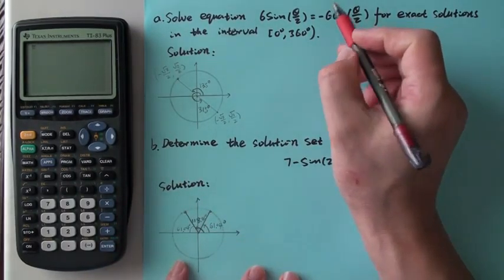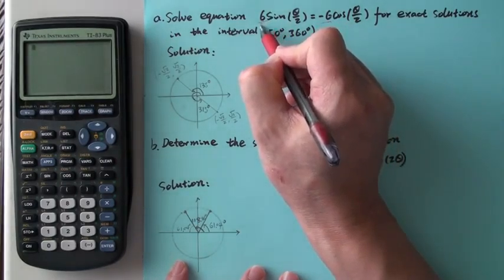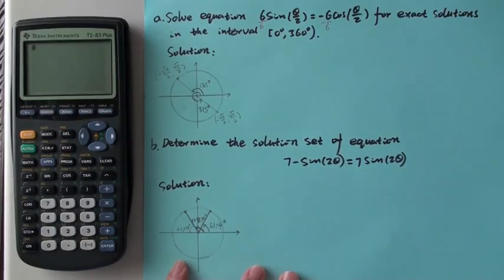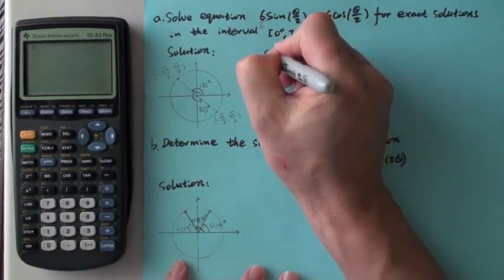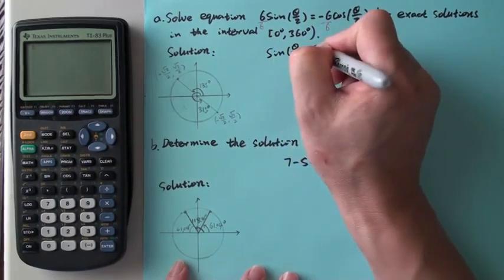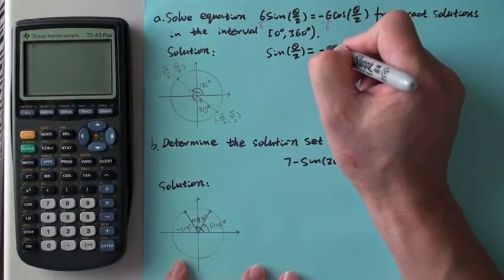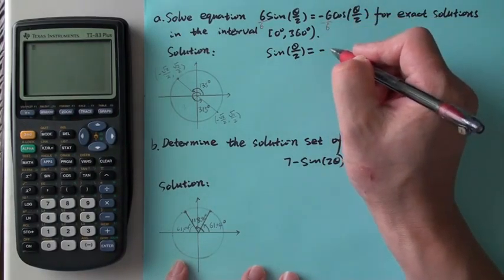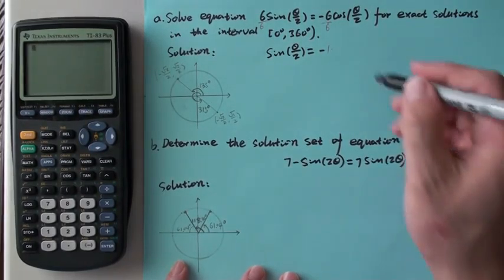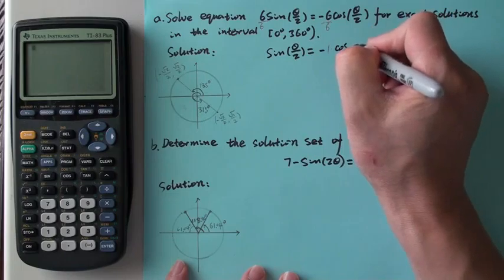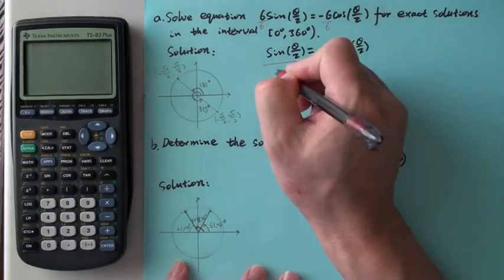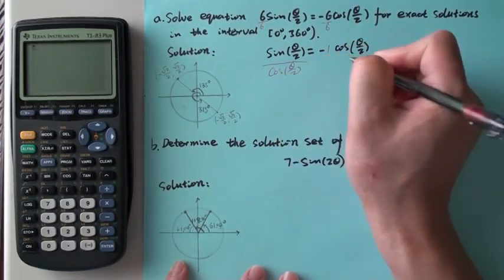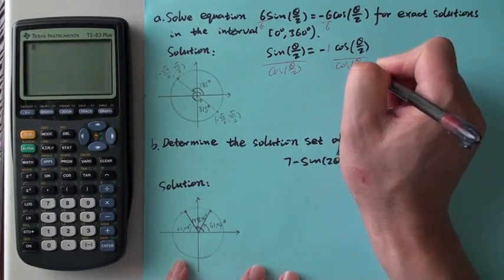Now, first of all, we have noticed both sides have a 6, so we divide by 6 on both sides, and the 6 will disappear. Then the equation can be written as sine theta over 2 equals negative cosine theta over 2. You may write 1 if you want, because 6 divided by 6 is 1, but you may not really need it. Now what we like to do is divide both sides by cosine theta over 2.